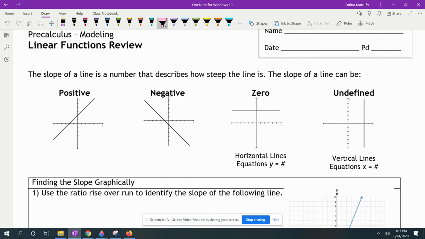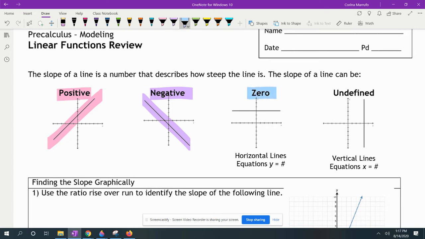So if we look at this first one, our first option is positive. Our line has a positive slope if it's going up. And remember, you read your graphs from left to right, just like you read a book. So then this one is an example of a negative slope because from left to right, it is going down.